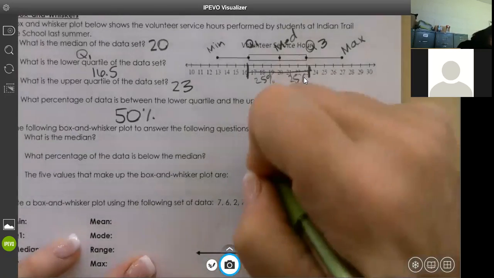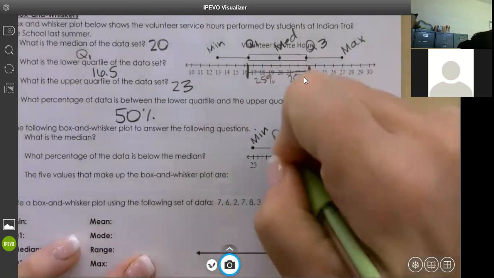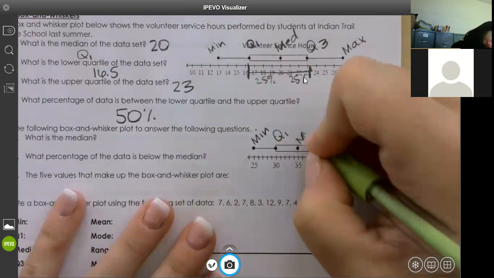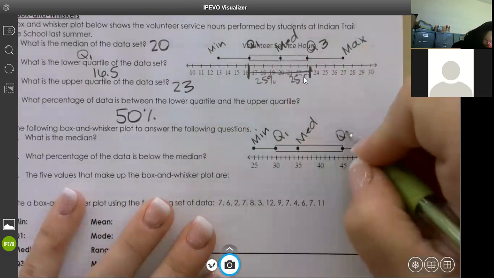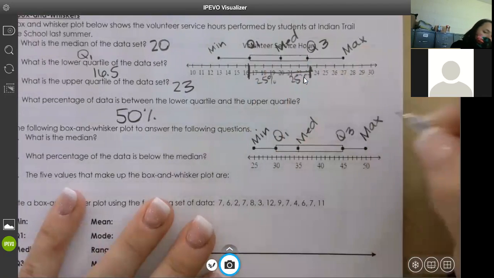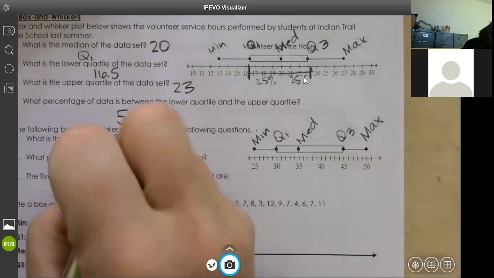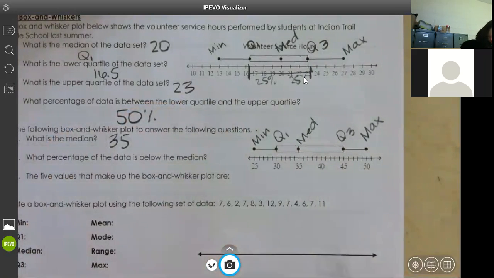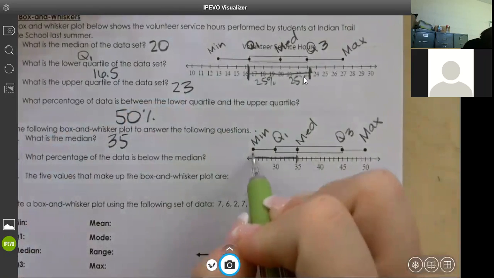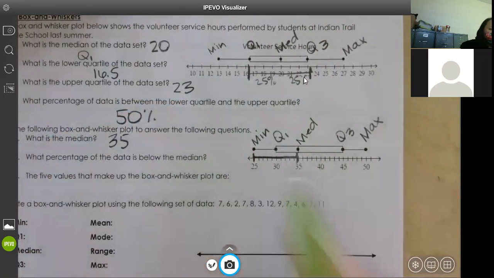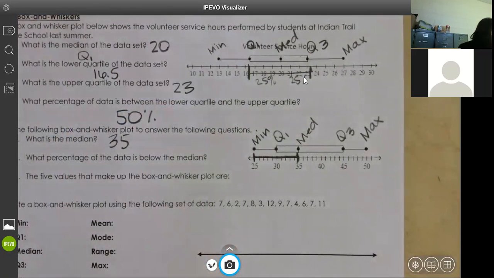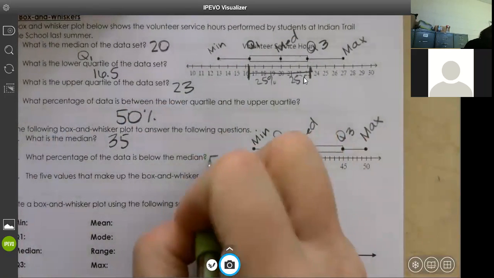Going to do it again. Here's your min, your Q1 or your lower quartile, your median, your Q3 or your upper quartile, and your max. What is the median? 35. What percentage of the data is below the median? So from here to here. How many sections are there? 2. Each section is 25%. So how much is that? Perfect.